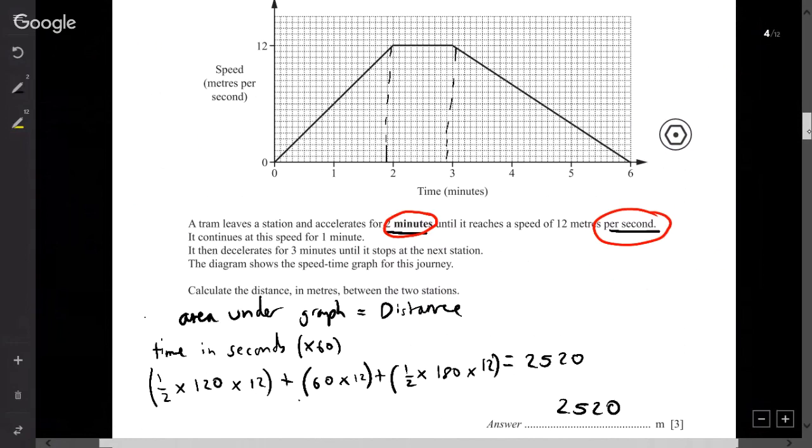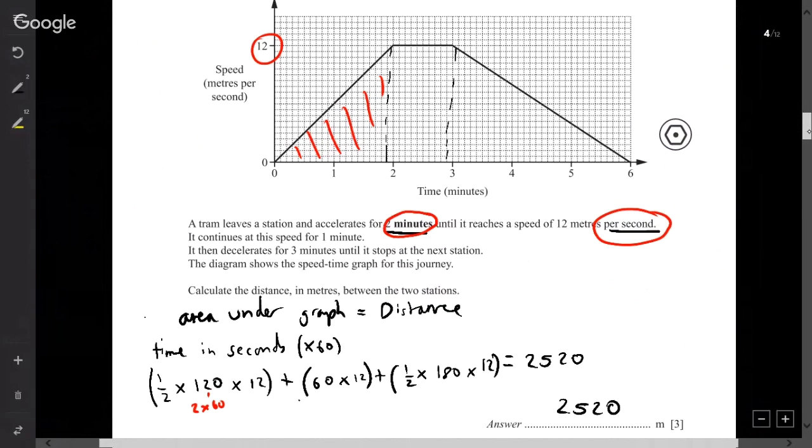So what we're going to do here is first find the area of this triangle. All we do is we're going to do half times 120 seconds, which is 2 times 60, because it's 2 minutes times 60 seconds. That's how we got that. And we're going to times that by 12, which is the speed. So basically all we're doing is finding the square and then timesing it by half. That gives us the area of that triangle.